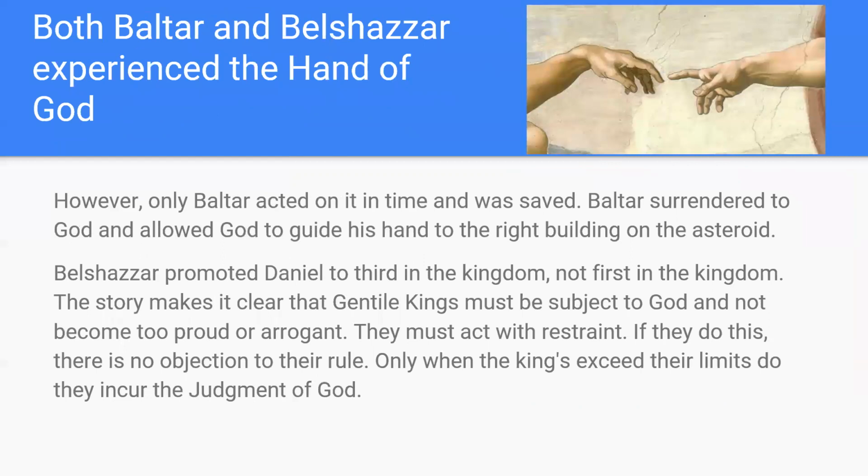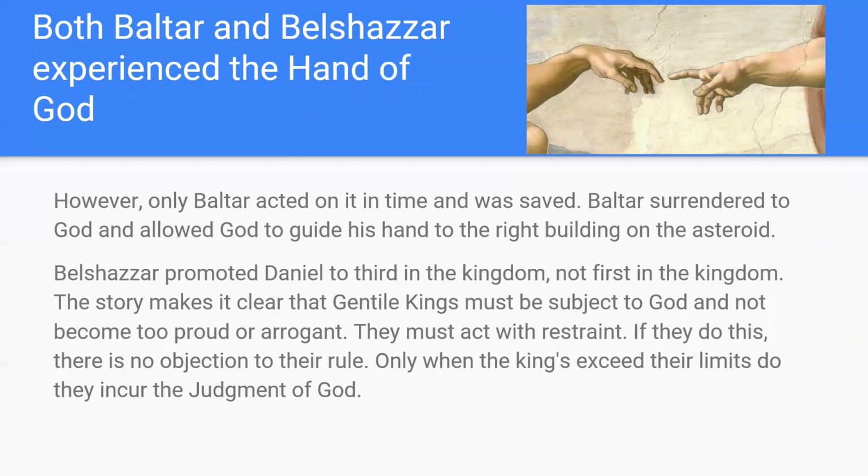What do both of these stories have in common? Both Baltar and Belshazzar experienced the hand of God. However, only Baltar acted on it in time and was saved from destruction by the Cylons. He actually saved the entire fleet by getting the Thallium. Baltar surrendered to God and allowed God to guide his hand to the right building on the asteroid.